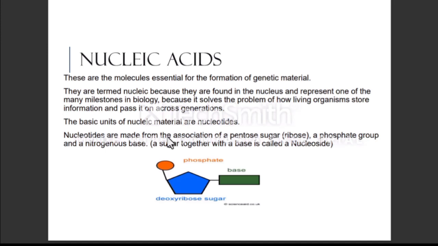The basic units of nucleic acids are nucleotides. This is a nucleotide here. We can observe that the nucleotide is made up of a base, what we can call a nitrogenous base, a pentose sugar, you must have attended the class in Biomolecules 1, so you know what a pentose sugar is, then a phosphate group. So they always have a base, a pentose sugar, and a phosphate.